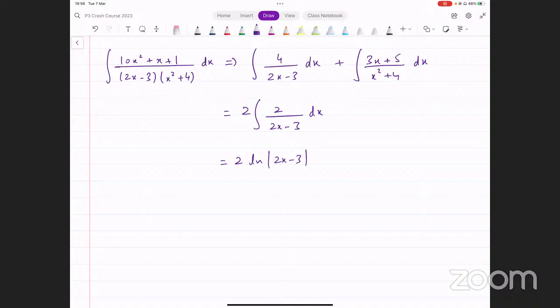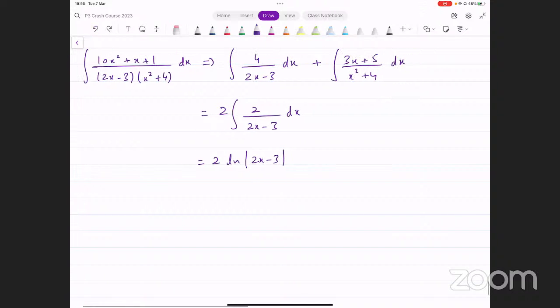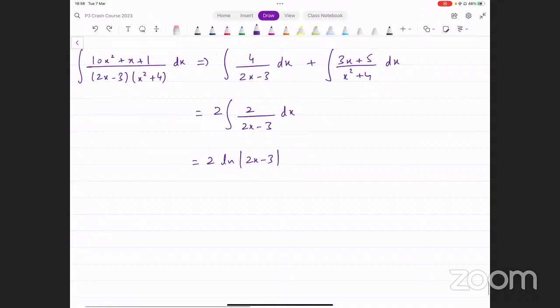All right. So that's pretty straightforward, the first one. Let's look at the second one now. (3x + 5) over (x squared + 4). Now think about that. Does the log rule work? What's the derivative of the denominator? The derivative of the denominator is 2x. In the numerator, we have 3x plus 5.